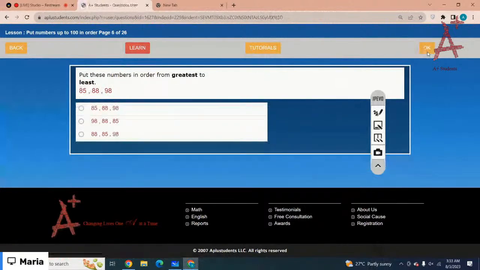Okay, put these numbers in order from greatest to least. So, which is the correct option? So, the correct option is 98, 88, and 85. Option number 2 is the correct option.